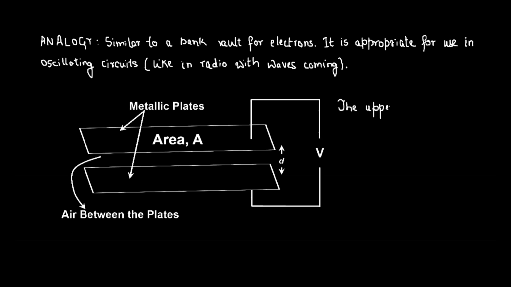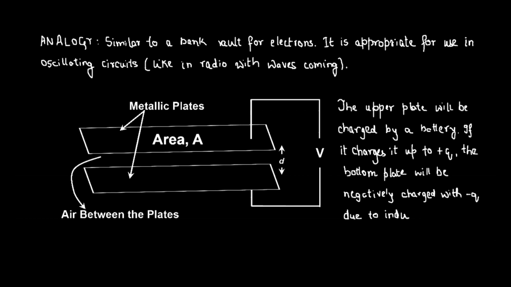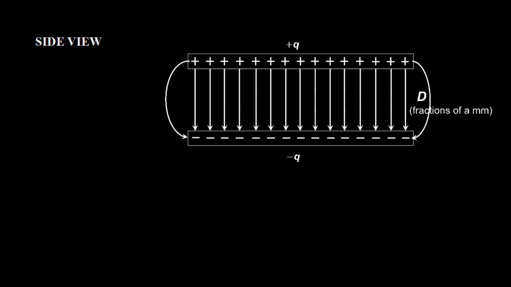Analogy: similar to a bank vault for electrons, it is appropriate for use in oscillating circuits like in radio waves coming. The upper plate will be charged by a battery. If it charges up to plus Q, the bottom plate will be negatively charged with negative Q due to induction. Side view: an electric field exists between the plates of a charged capacitor.